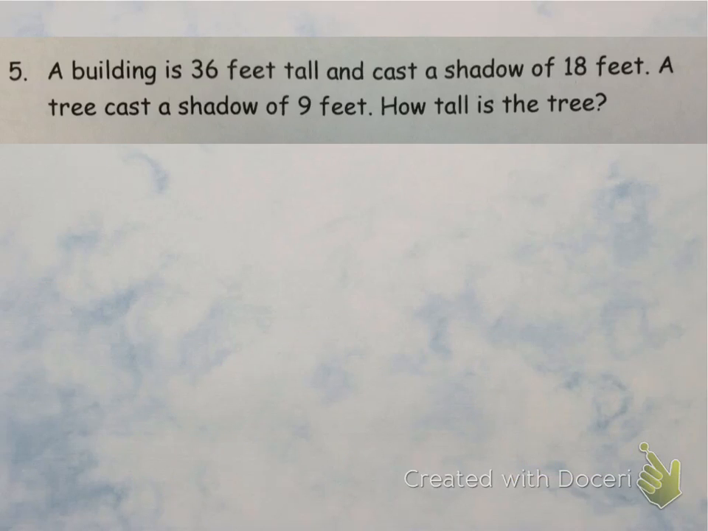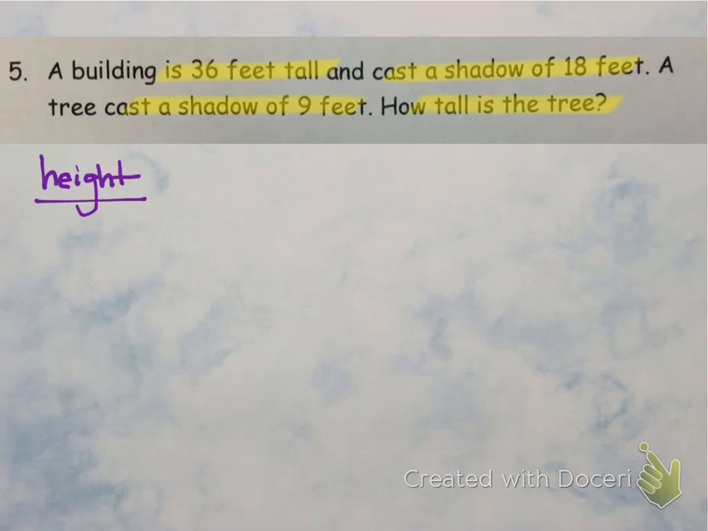Let's go on to number 5. Number 5 says a building is 36 feet tall and casts a shadow of 18 feet. A tree casts a shadow of 9 feet. How tall is the tree? So here we're talking about a building's height, and we're talking about a shadow. So I'm going to write a ratio of height over shadow.